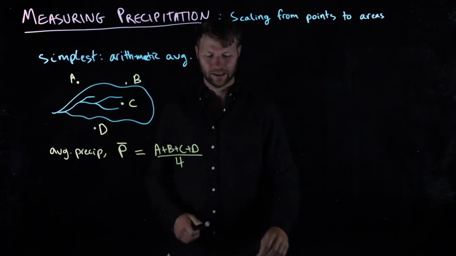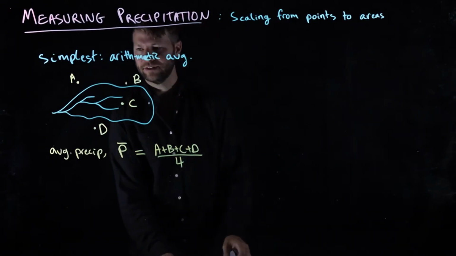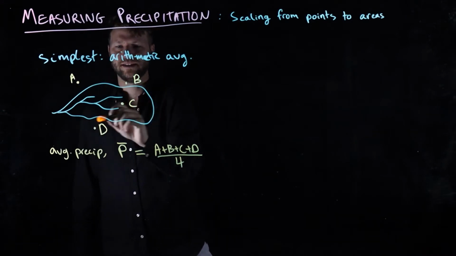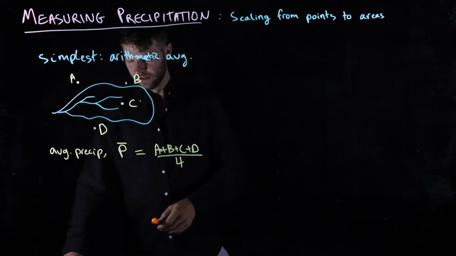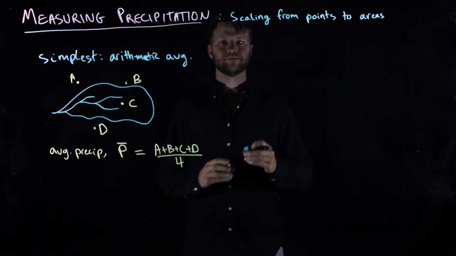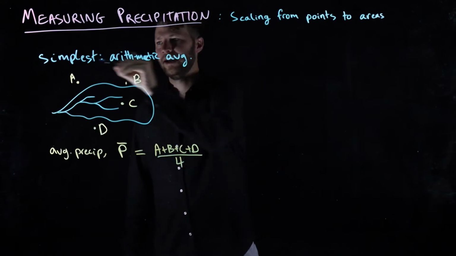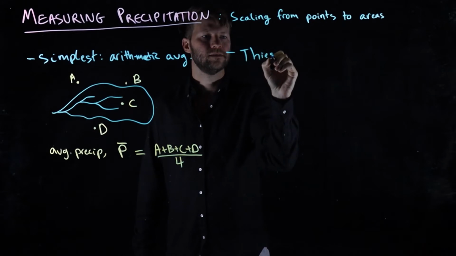So that's not super complicated, but it may not be the most accurate way to do it. It kind of ignores, for example, how far away these are. There's no real weighting that's applied. The next method is slightly more complicated, and it's known as Thiessen polygons.